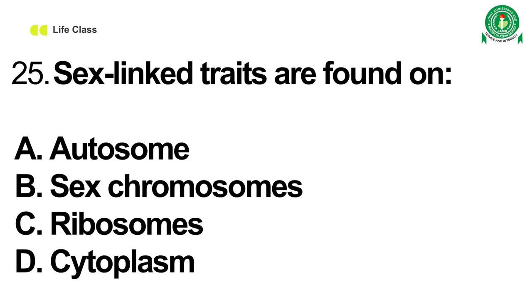Sex-linked inheritance or traits are found on A, autosomes, B, sex chromosomes, C, ribosomes, D, cytoplasm. So the correct answer here is B, the sex chromosomes.